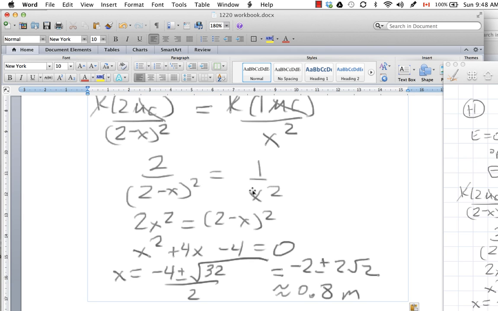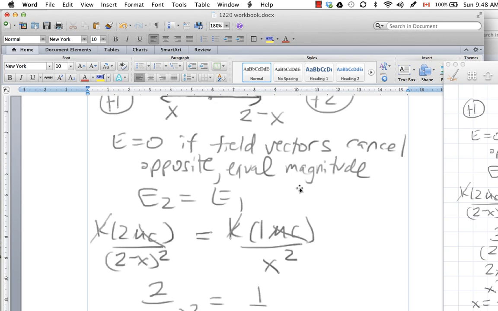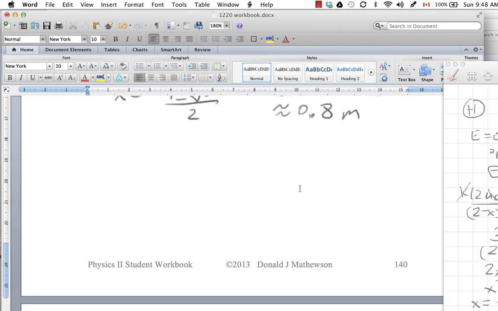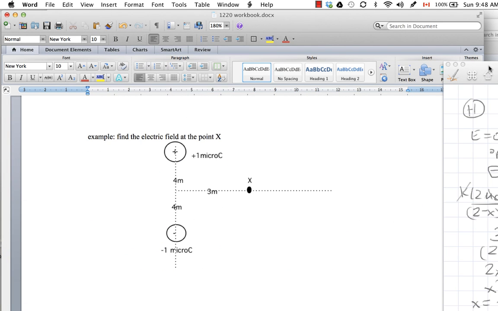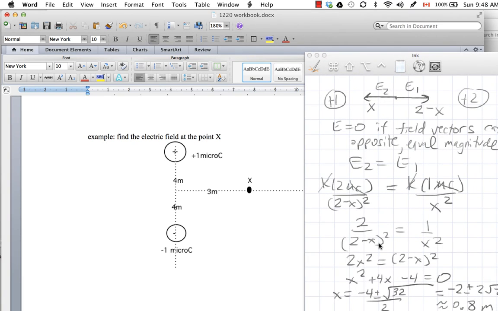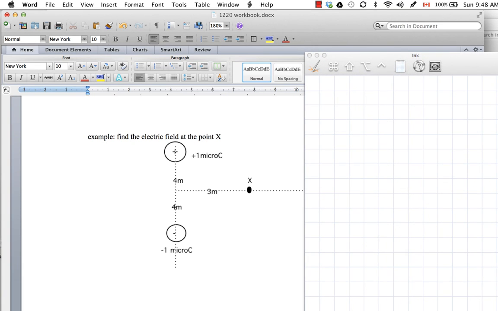Okay, next example. We want to find the electric field at a field point x. This will involve, again, a couple of electric field vectors, and we need to add these electric field vectors together to get the resultant field. So here we've got two 1 microcoulomb charges, and our field point is at x right here. So there's going to be two electric fields at this point. Now, I can't draw on top of this, unfortunately, so I'm going to have to redraw it over here, but you can just draw on top of your diagram.